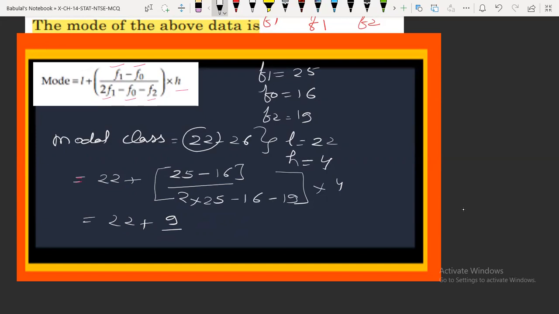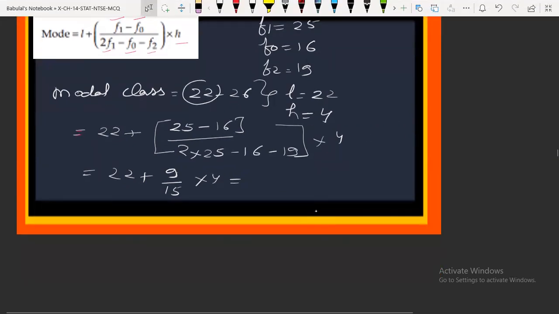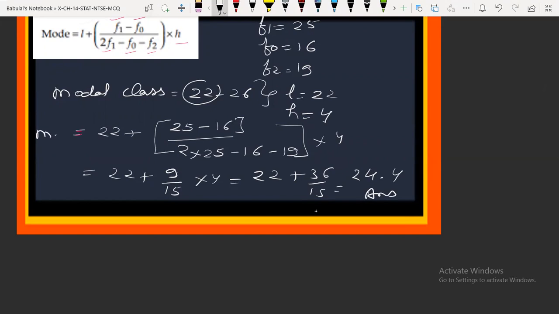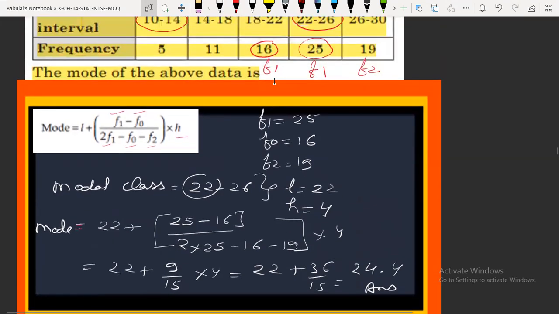That is, I think, 15, into 4. You can write 22 plus 36 by 15, and on division we get 24.4. So the mode of the given data is 24.4, and this is the answer of this question. See how we did this question?